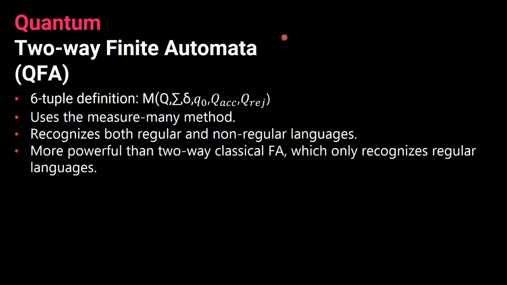Now we're going to be talking about two-way QFAs. Two-way QFAs perform similar to one-way QFAs with the addition that the read head is now able to move left and right as opposed to just right. This difference will actually allow the QFA to recognize more languages than the one-way QFA. Not only can the two-way QFA recognize regular languages, but now it can also recognize non-regular languages. And this means that the two-way QFA is more powerful than its classical counterpart, which is the two-way classical finite automata.